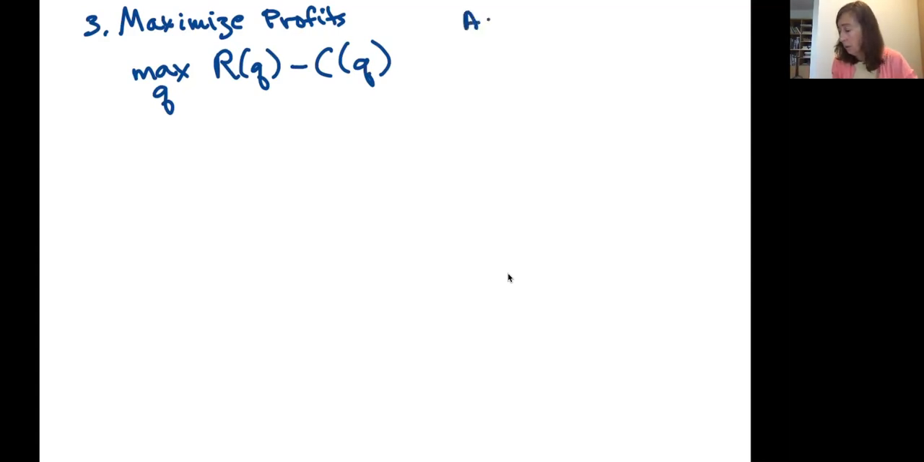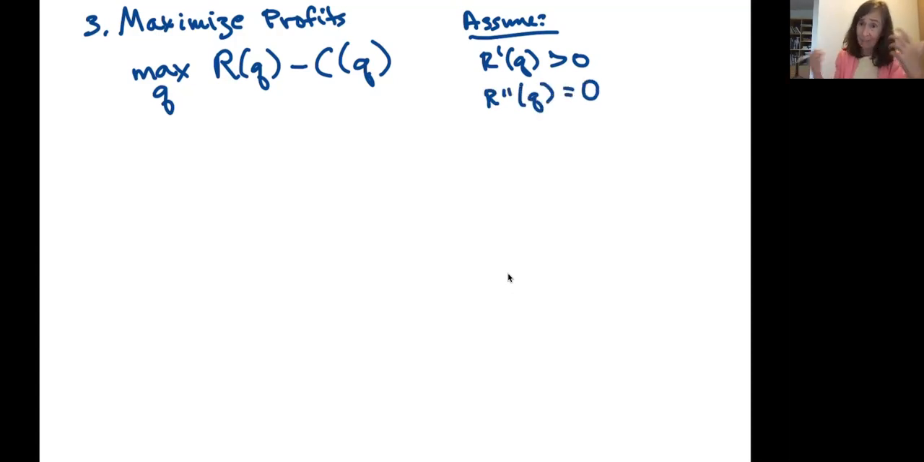So what we're going to assume is that the first derivative of revenue is positive. The more you produce, the more money you bring in. We're also going to assume that the second derivative of revenue is 0. I'm just a little tiny old firm, and I can sell everything that I make at exactly the same price. So the first derivative is constant. I don't have any kind of impact or bargaining power or anything like that.